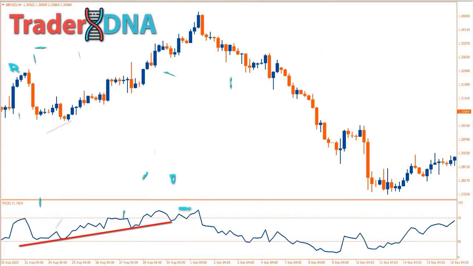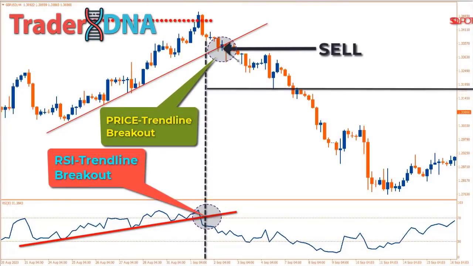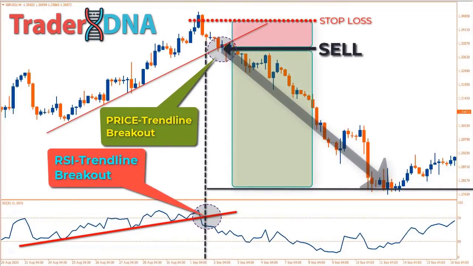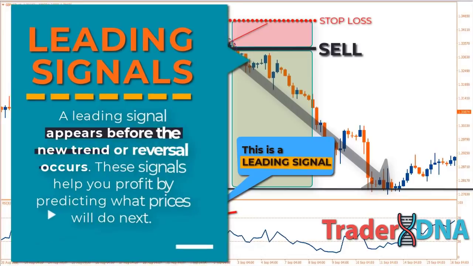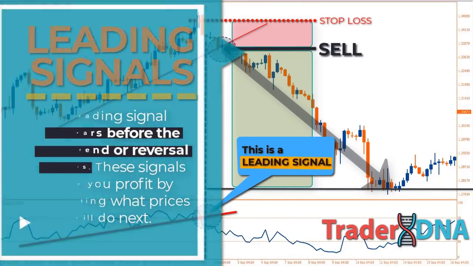The breaking of an RSI trend line usually precedes the break of a trend line on the price chart, providing an advance warning of a reversal. Therefore, recognizing the break of the RSI trend line can be an important and profitable indicator that the price direction is about to change. This is a leading signal. The leading signal appears before the new trend or reversal occurs. These signals help you profit by predicting what prices will do next.